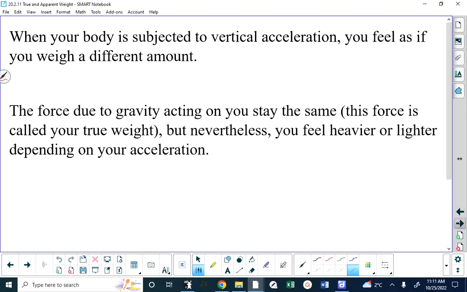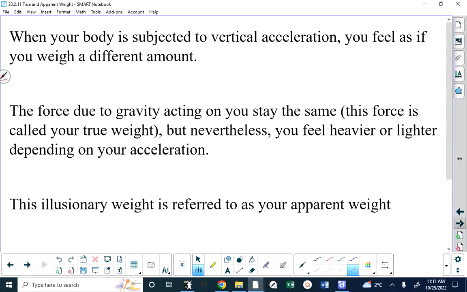The force due to gravity that acts on you stays the same. That's called your true weight. So whatever m times 9.81 is, that's your true weight. But nevertheless, you feel heavier or lighter depending on the type of motion. And this illusionary weight, this illusion that you are lighter or heavier, is what we call apparent weight.